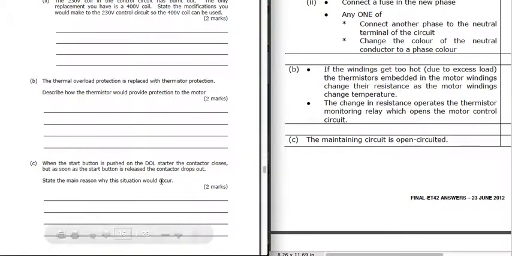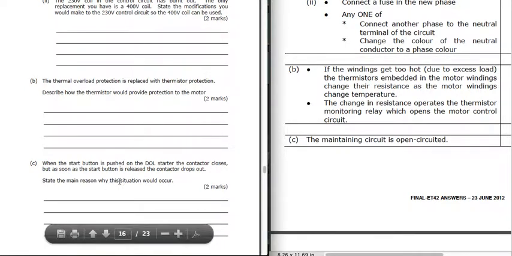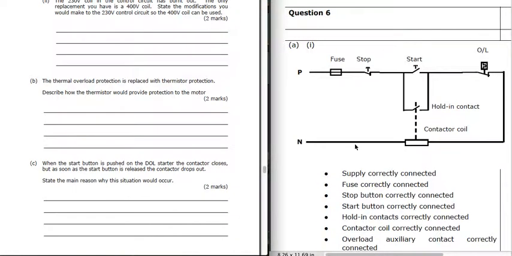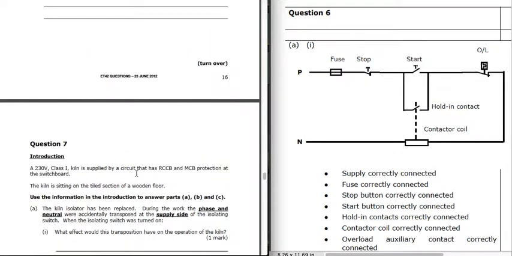The motor will stop. When the start button is pushed on the DOL starter, the contactor closes, but as soon as the start button is released, the contactor drops out. State the main reason why this situation would occur. Well, it's because the maintaining circuit is open circuit, is not working. So if we look here, we press the start there, the motor comes on because this contactor coil comes in. As we take our finger off this button, this holding contact should hold the supply through there. If there's a break in this circuit somewhere, it won't. And so as soon as we take our finger off the button, this contactor drops out and it will stop running.